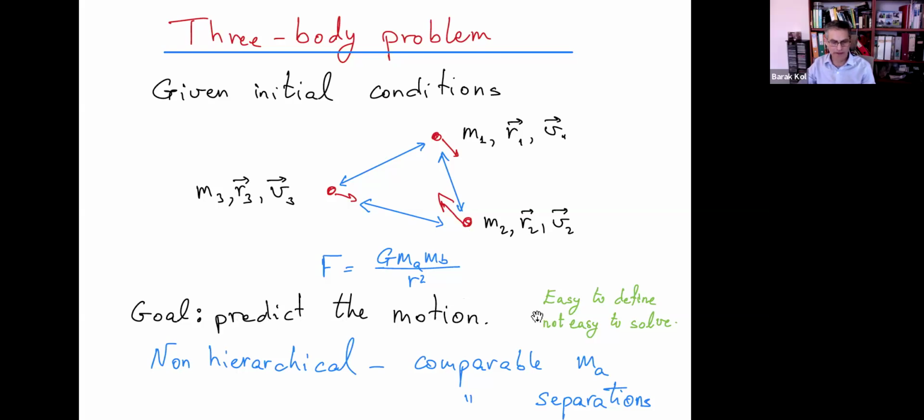We distinguish 2 cases. The non-hierarchical case, which will be the one that we discuss here, has comparable masses and comparable separations, unlike, for instance, the system of the moon. The moon, Earth, Sun system is hierarchical because the moon is much closer to the Earth than the Earth and the moon are to the Sun. So this one is non-hierarchical. We'll focus on that, and that's the more difficult problem, as we will see.